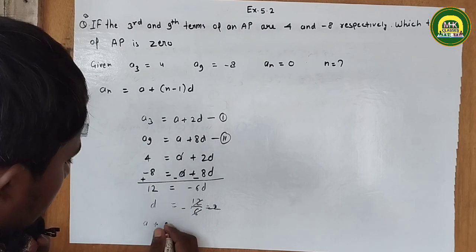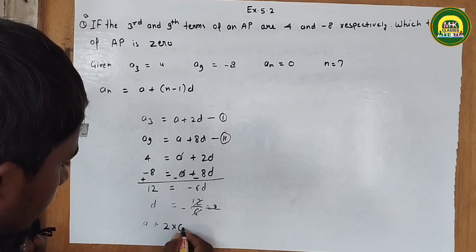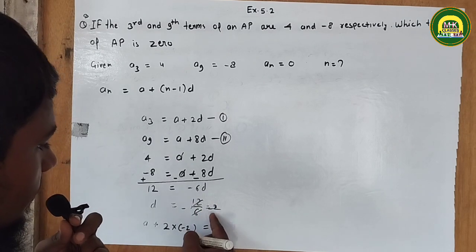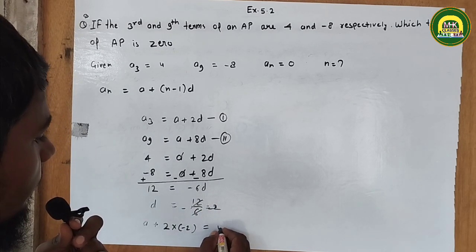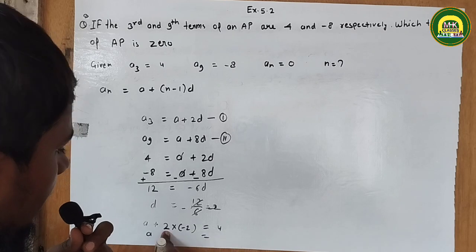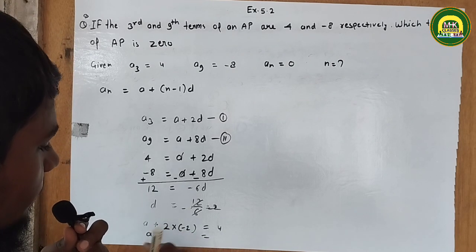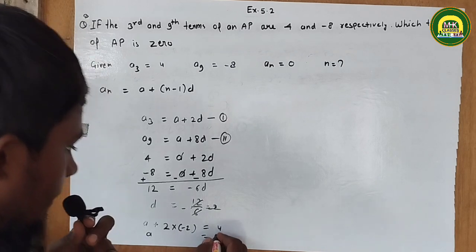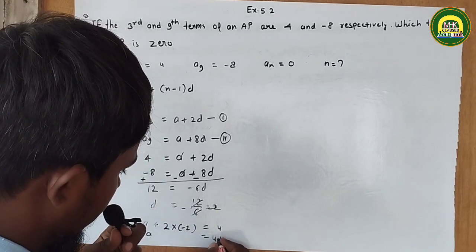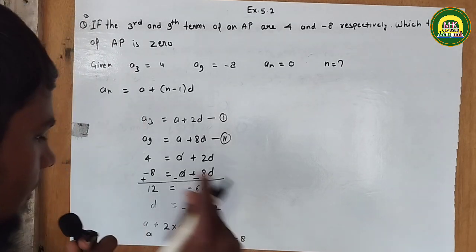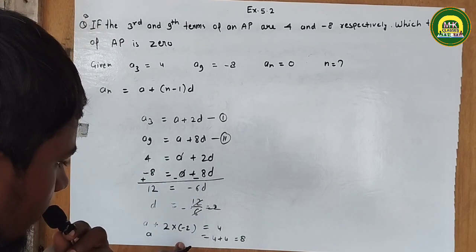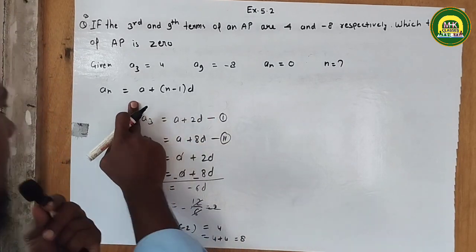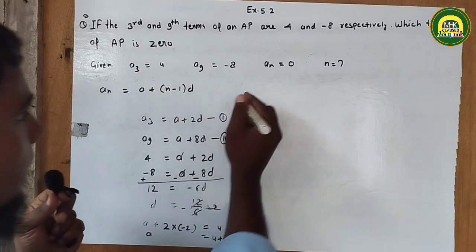a plus 2 into minus 2 is equal to 4. So a is equal to 4 plus 4, minus minus changes into plus when it goes to the other side of the equation. 4 plus 4 is equal to 8. Then we get the value of a is 8, the first term of the AP is 8. Now we will use the formula an is equal to a plus n minus 1 d.